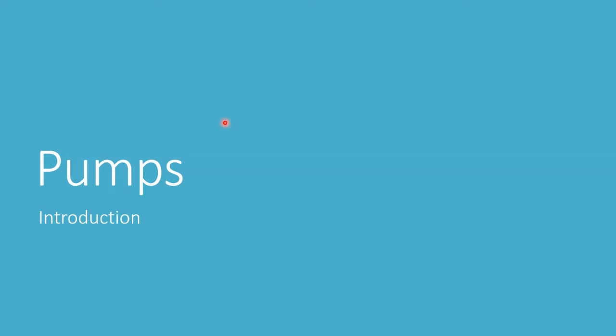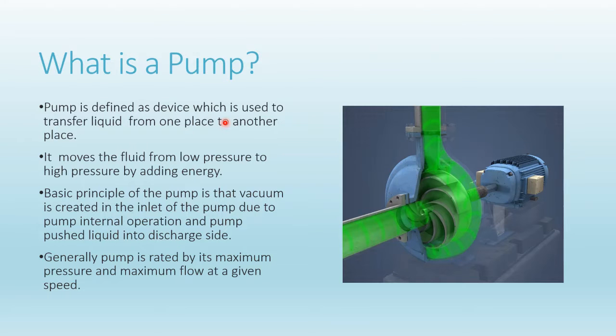So now let us look at what a pump is. We can see a pump in this side photo. This is generally a normal example of a pump. A pump may be defined as a device which is used to transfer liquid from one place to another place. We can consider this with the previous example: one place means underground, another place means our overhead tank. So a pump is a device which transfers liquid from one place to another.